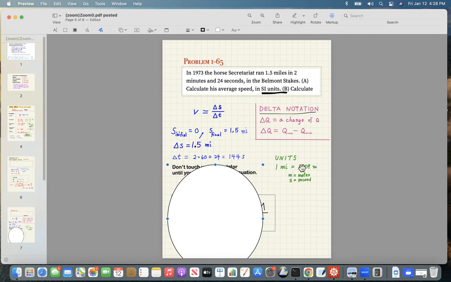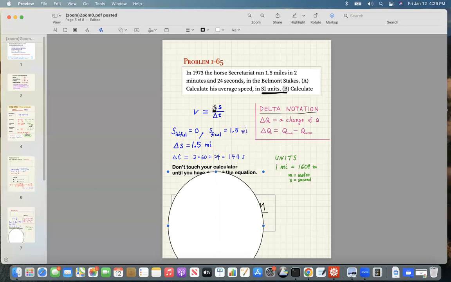What if you can't remember that? Well, you can always look it up in the book, or you can write it down in your physics notebook. As you're reading the chapter, you can write down things like that. So you can just look back up in your notes, or you can always just do a Google search. 1 mile is 1,609 meters. We already have this in seconds. So far, we haven't touched our calculator.